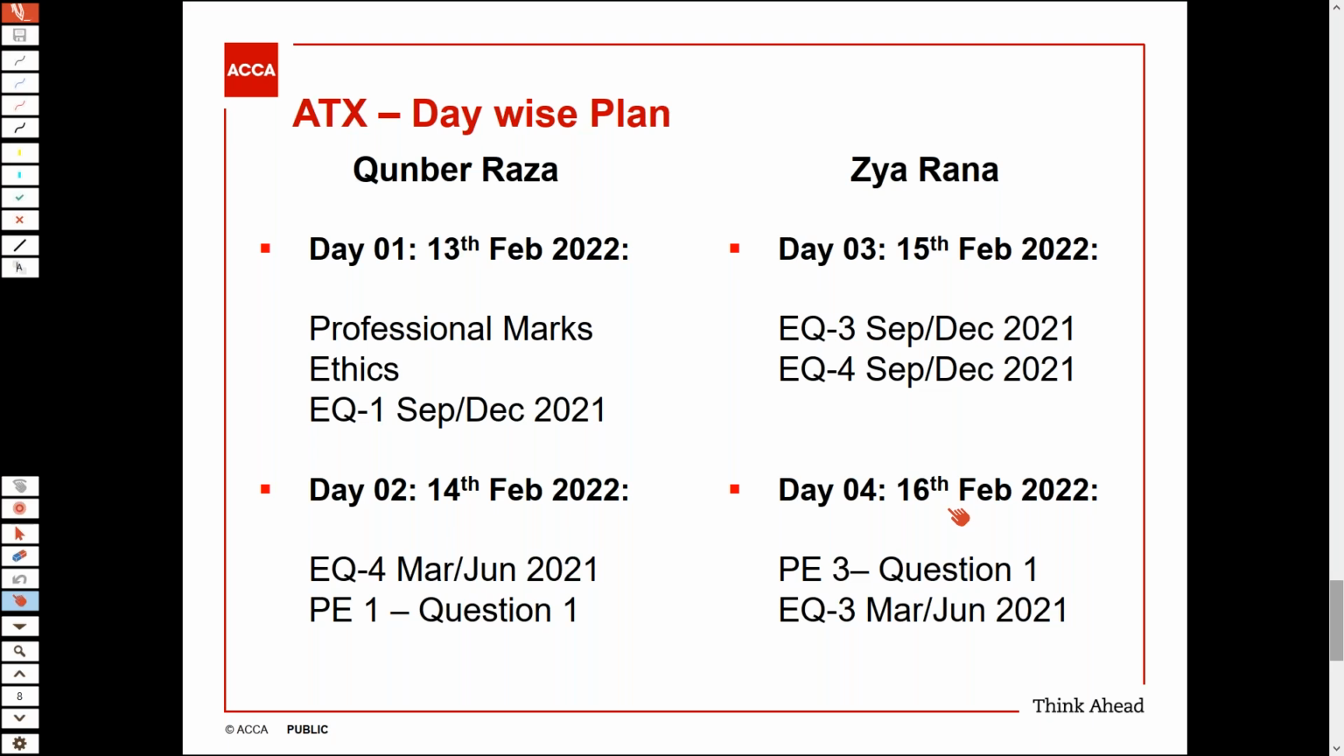First of all, let me guide you over today's agenda. That is basically day 4 of the ATX P2P session, and we are going to do 2 new practice questions. One of them is practice exam 3 question 1, which means it will be a 35 marks question, and the other one is from the March June 21 exam, question 3, which means it will be a 20 marks question.